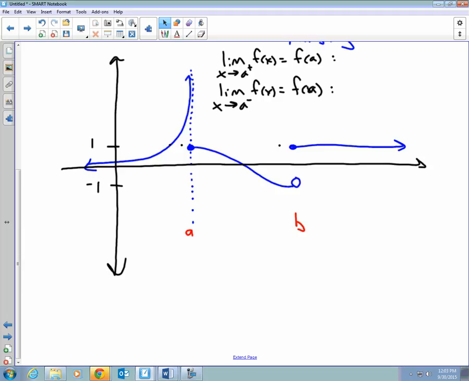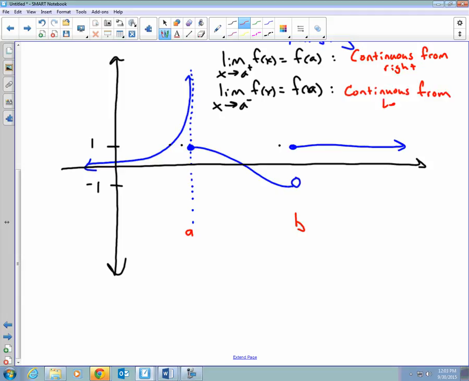So I'll write that in here, continuous from right. Continuous from left. Again, sorry for the poor example. So you are correct in saying that the function is discontinuous at a and at b. However, just like we can have one-sided limits, we can have one-sided continuity as well. So we'll see if you can get this.